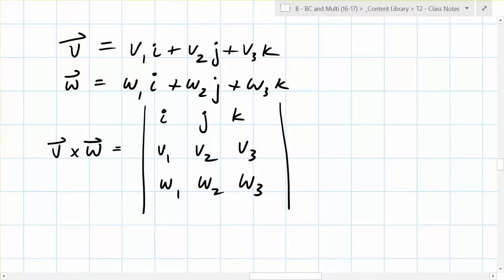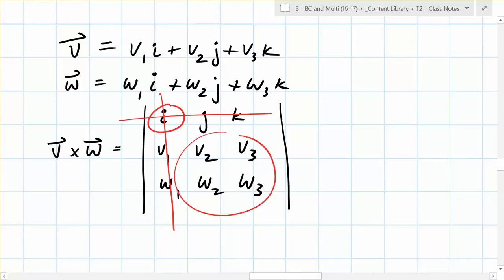The first thing you do is you circle I, and you eliminate the row and the column that I is in, leaving you with just these. You see what I'm left with? And what do you think that you do with those 4? You do the 2 by 2 determinant. W2 times what? Minus what? W2, and that's times the I component. Remember, because I told you cross product is a what? Vector.